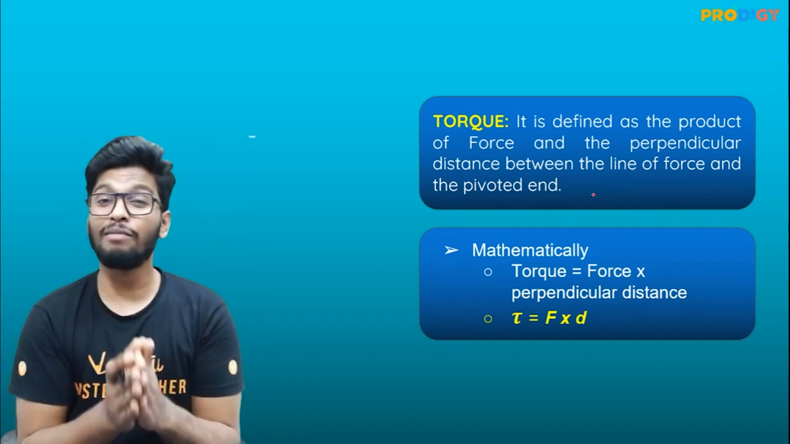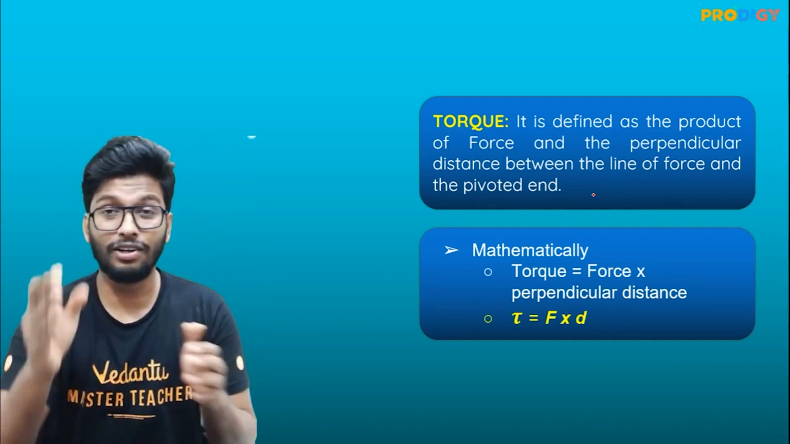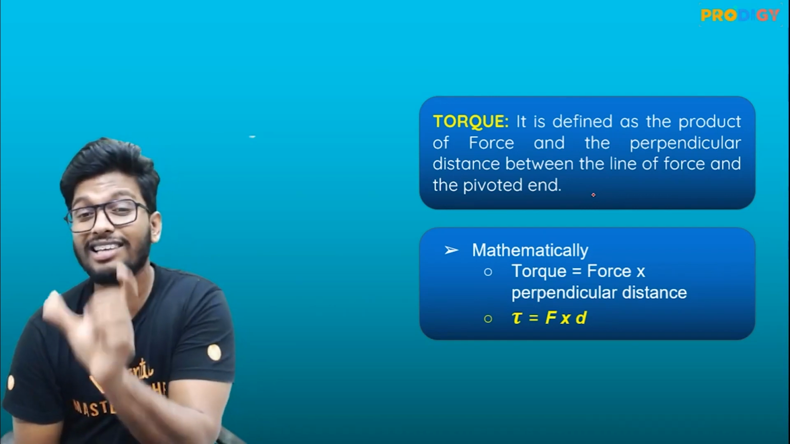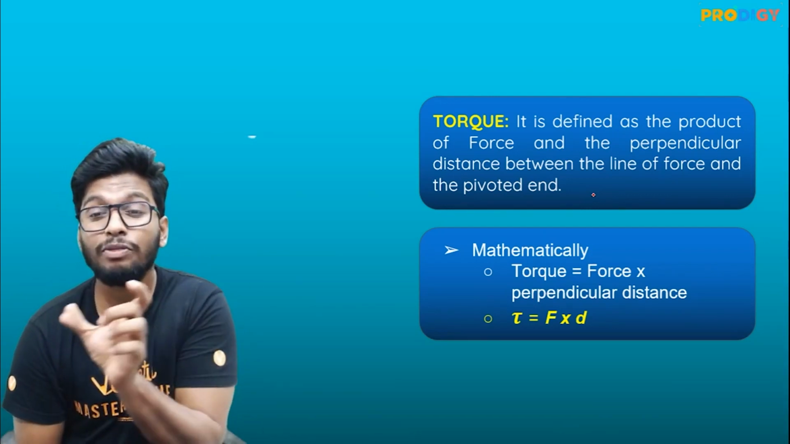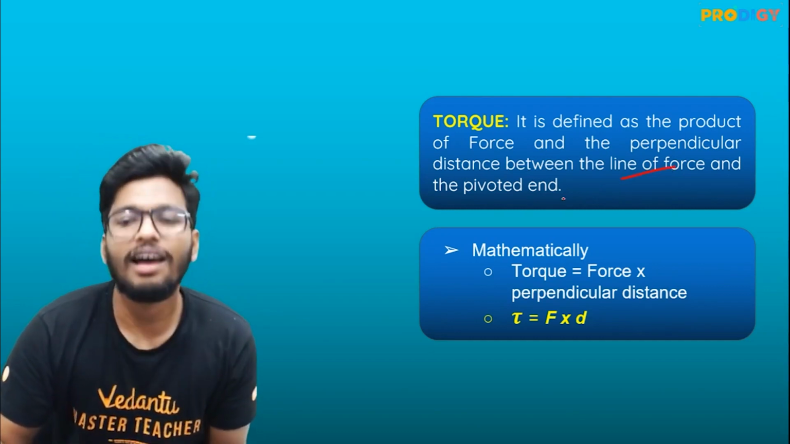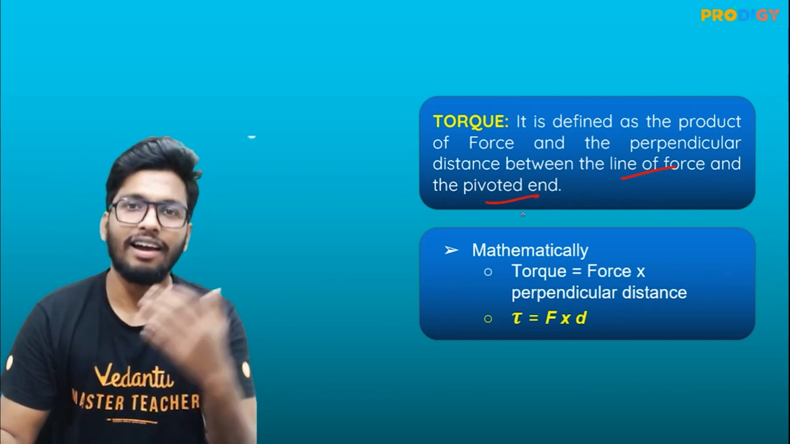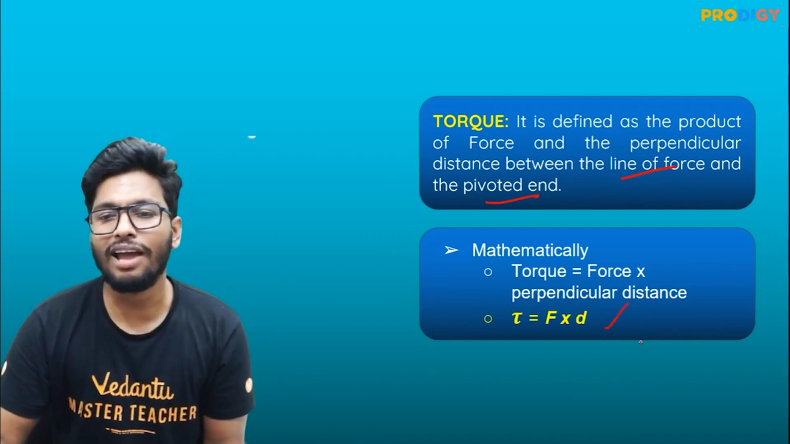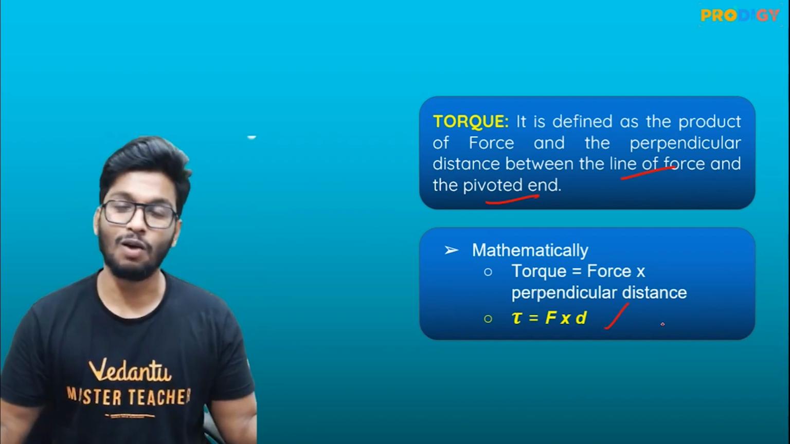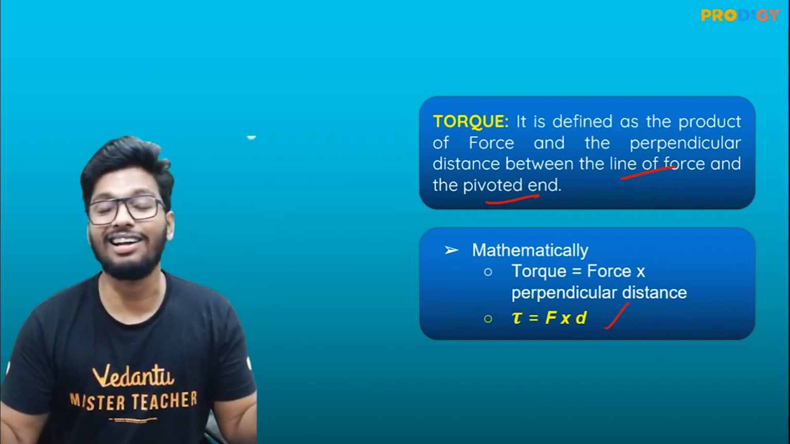So in your examination, if you want, you can take this down, people, or take a screenshot of this one. What is torque? How is it defined? Torque is defined as the product of force and the perpendicular distance between the line of force and the pivoted end. Again, the formula is tau is equal to F into D, where F is nothing but the force and D is nothing but the perpendicular distance. Voila, that is the first concept done and dusted.